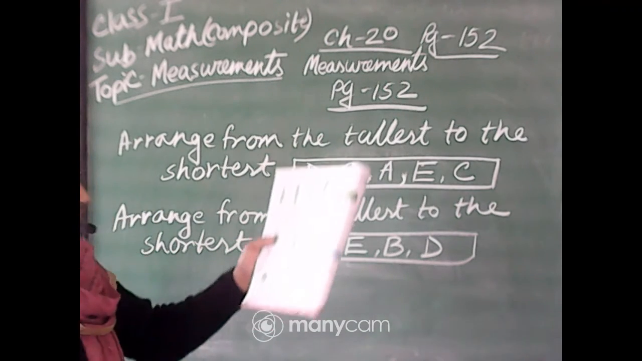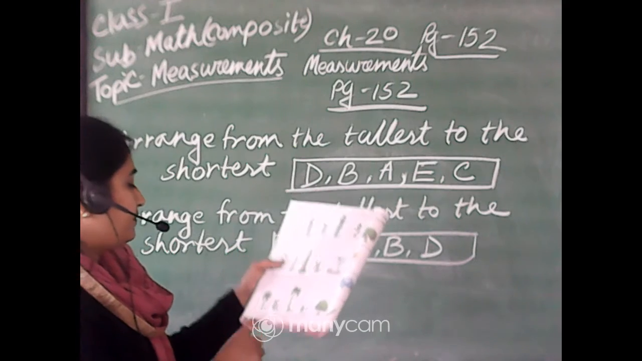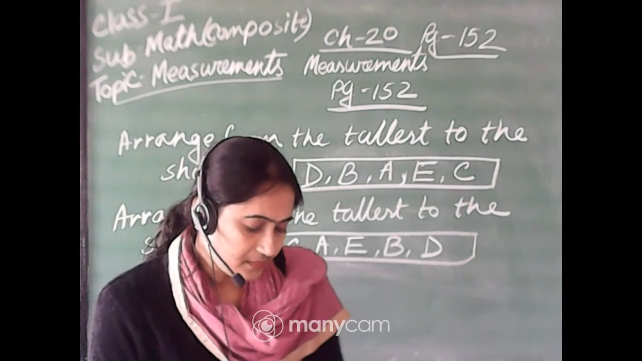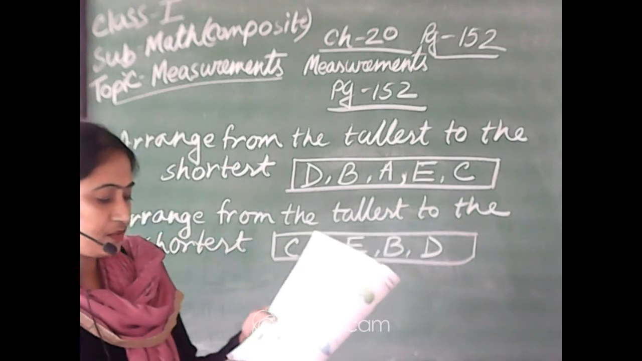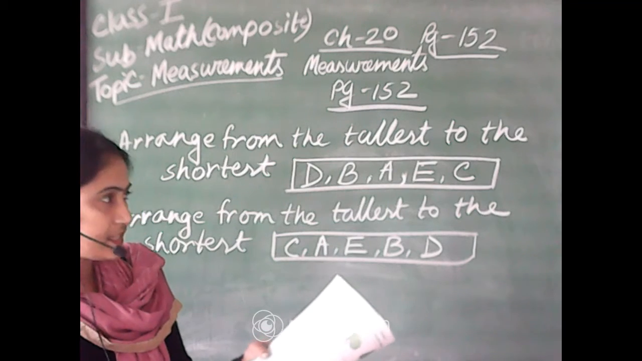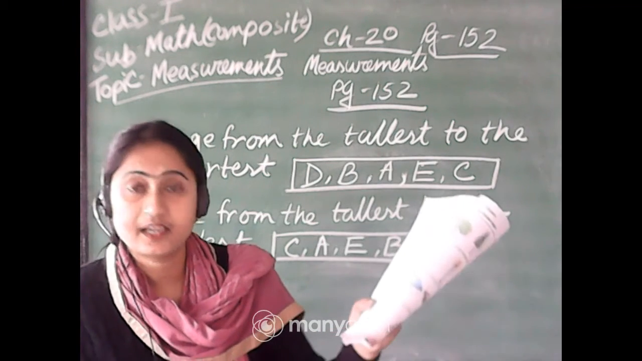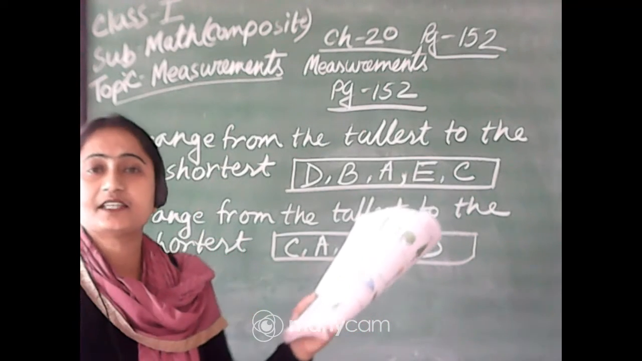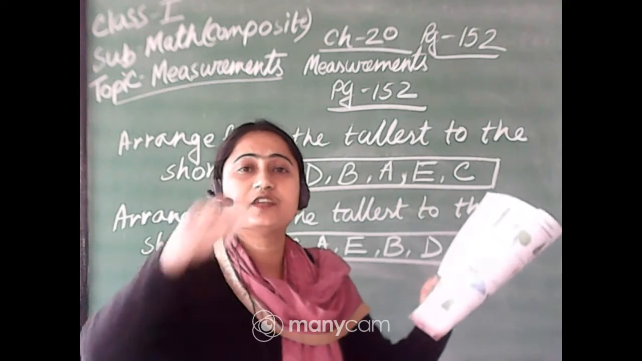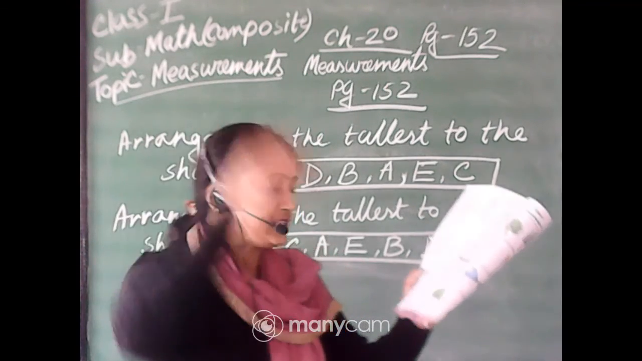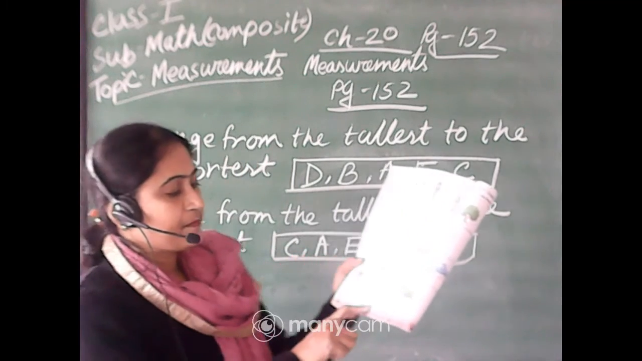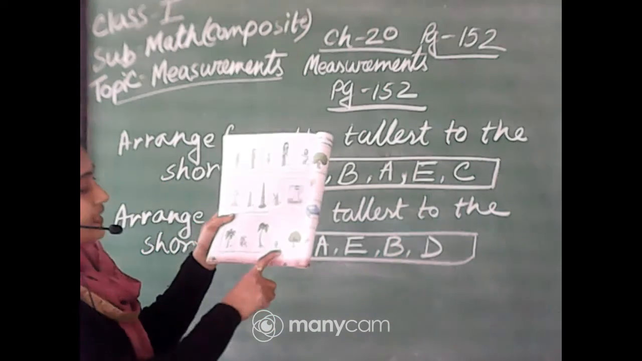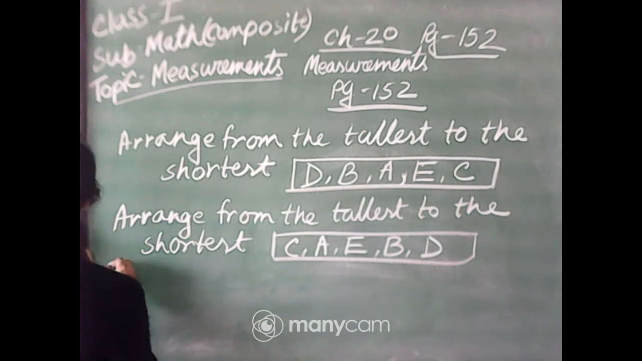Okay. Now next, the correct order of increasing height is. Now you have to write down the correct order of increasing height. Increasing means smallest to biggest. Increasing means, you know very well, gradually we go from smallest to biggest. So the correct order of increasing height, first number here is D. So you all please write down.